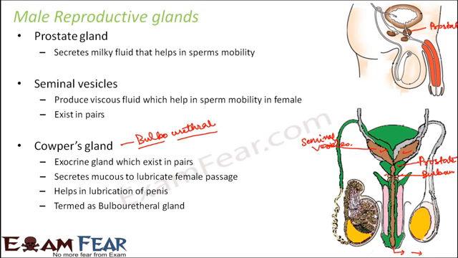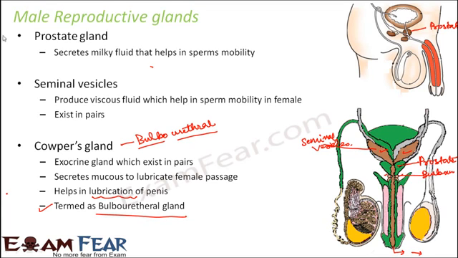If you have something slimy, what happens? The penis tends to slip along the surface of the female passage. So this is, as I said, also known as the bulbourethral gland. Its main job is to lubricate. So lubrication is its main function.